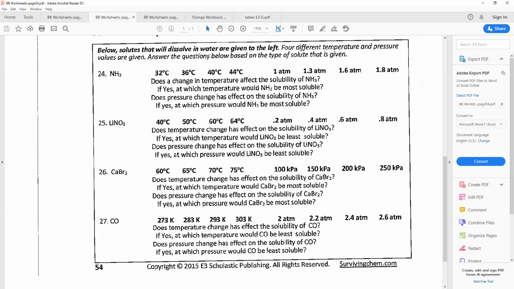Below, solids that dissolve in water are given to the left. 4 different temperature and pressure values are given. Answer the questions based on the type of solid that it's given. So the solid is NH3. And NH3, we know that it's a gas.